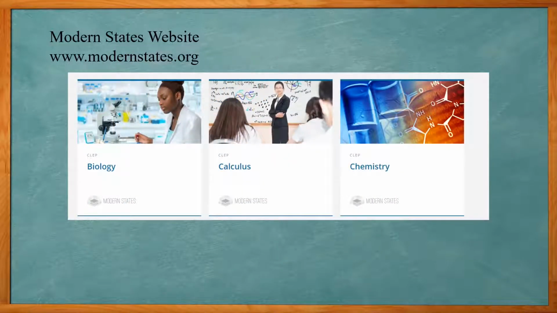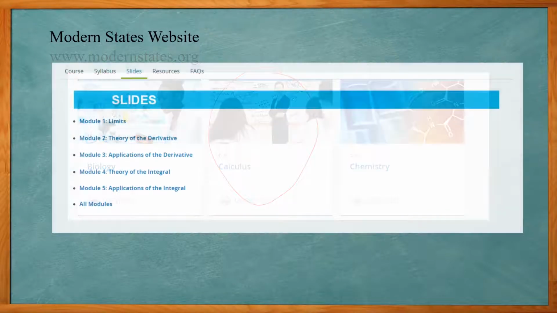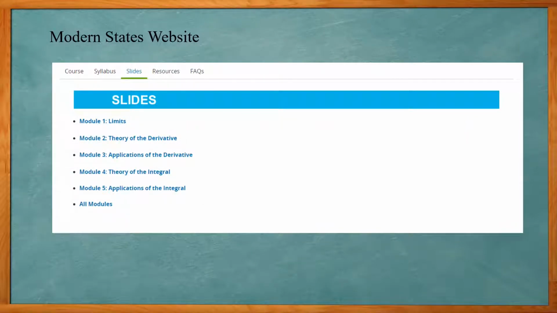Another way to study for the Calculus CLEP is to go to modernstates.org. They have this calculus course that you can take, and it's absolutely free. If you look here, this is from their website. They have 5 modules. The first module is over limits, then the theory of derivatives, the application of derivatives, theory of the integral, and applications of the integral. So it goes over basically all the material that you would find on the CLEP.